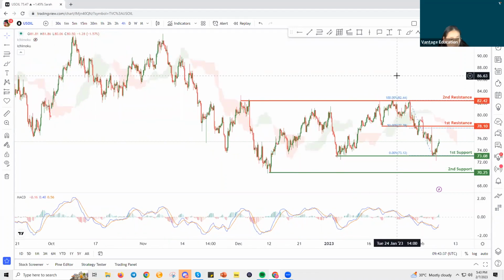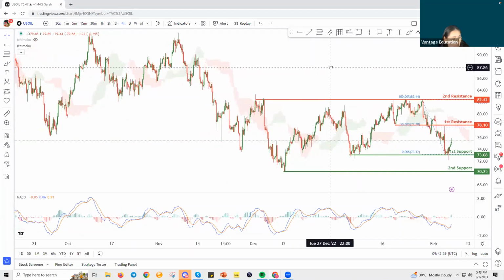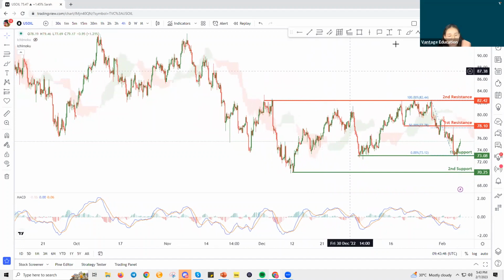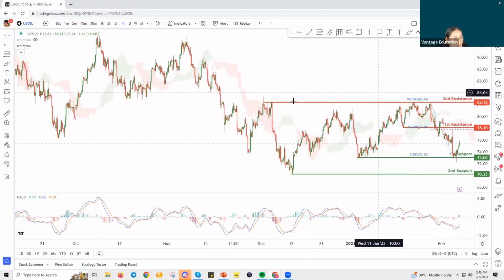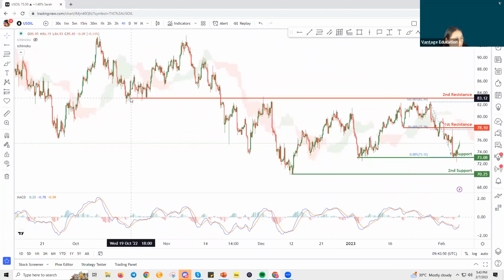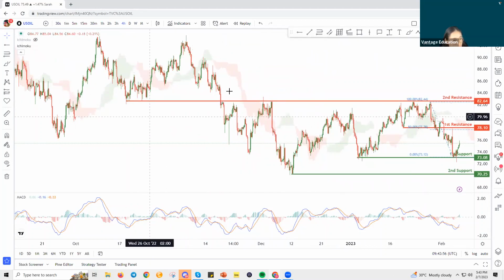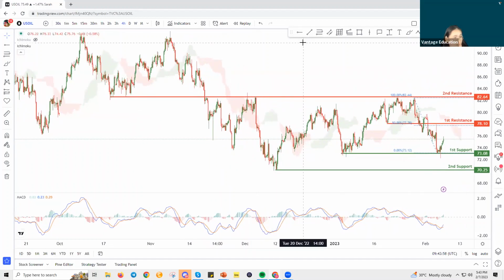Are there any questions? Okay, I just realized that our second resistance can also be pulled back all the way to here. So this is another example of an overlap resistance. And let me explain.